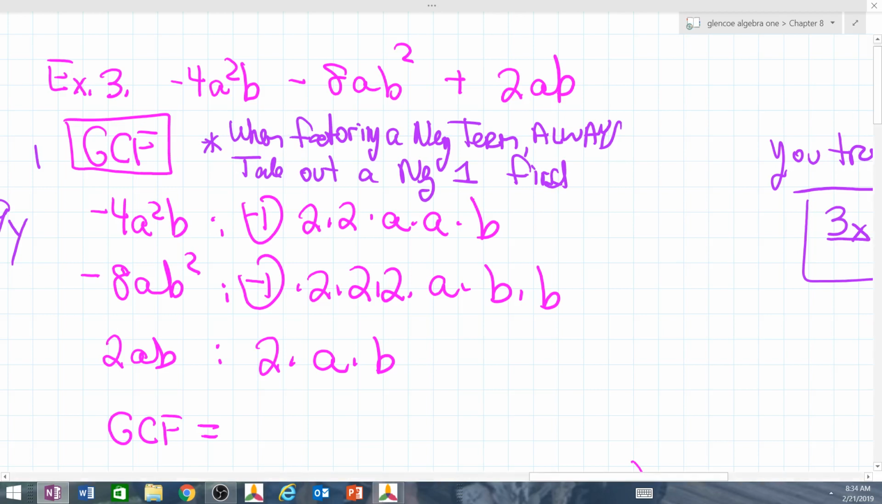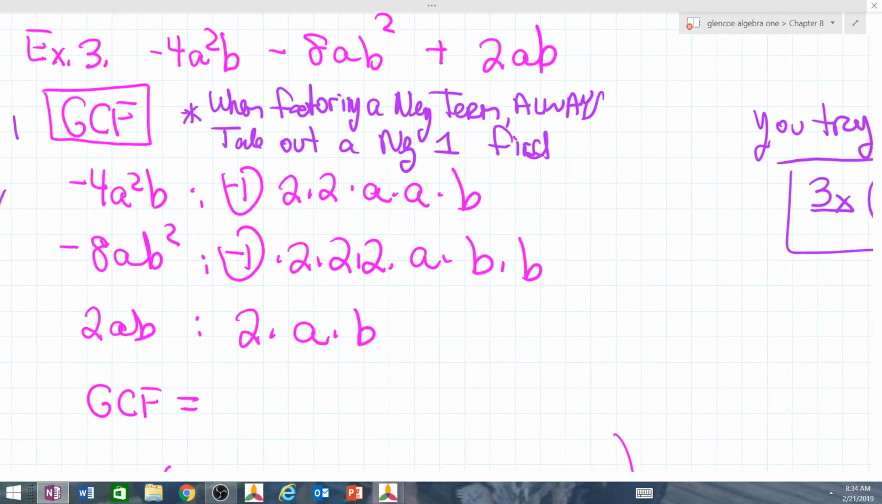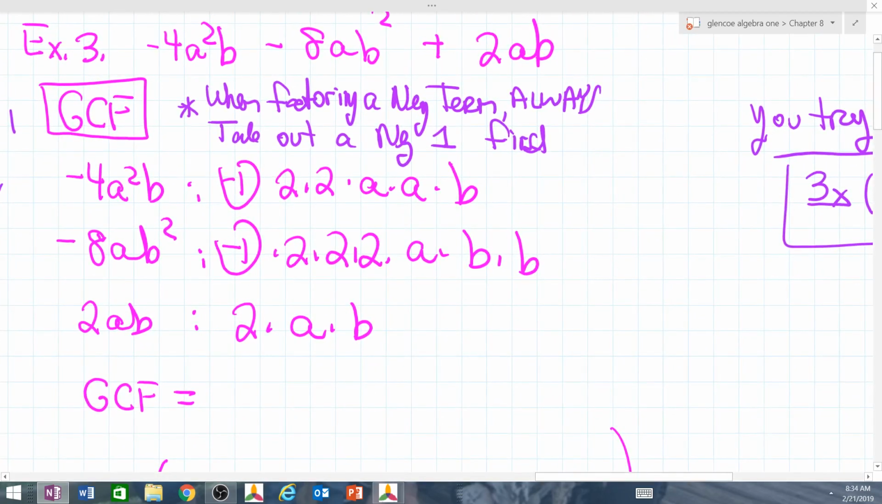So in order to factor it correctly, make sure you put that in your notes. In order to factor it correctly, you have to take out a negative 1 first. So negative 4a squared b would factor as negative 1 times 2 times 2 times a times b. Negative 8ab squared would factor as negative 1 times 2 times 2 times 2 times a times b. And 2ab would factor as 2 times a times b.